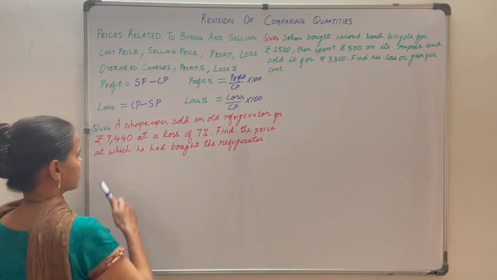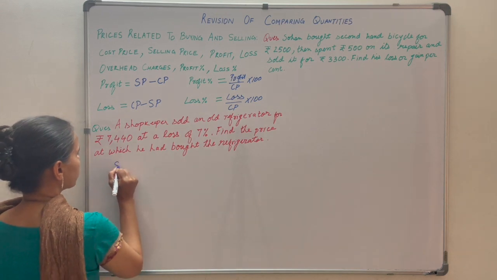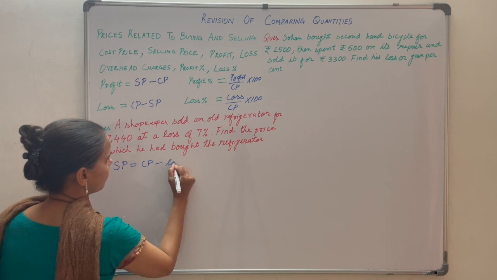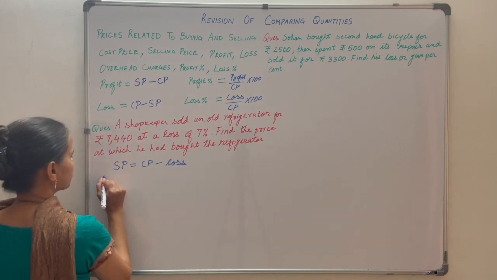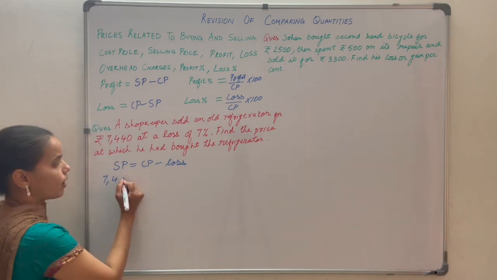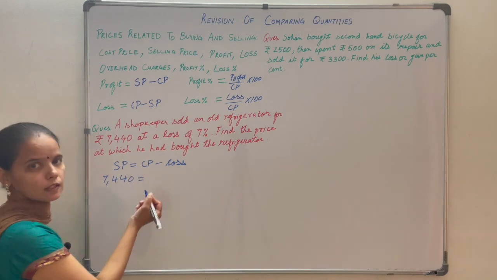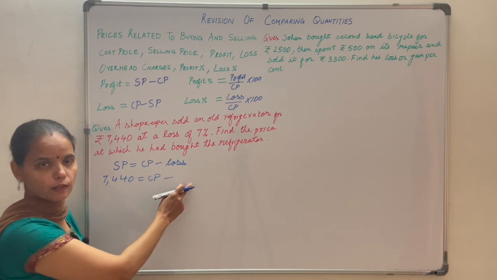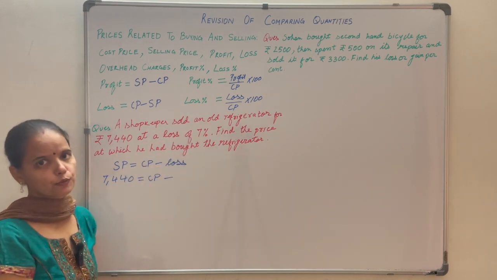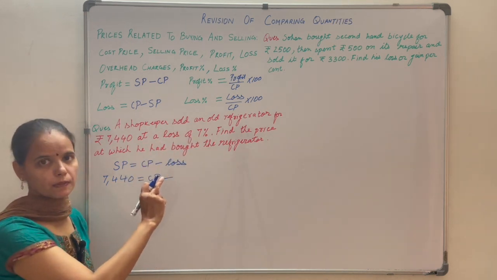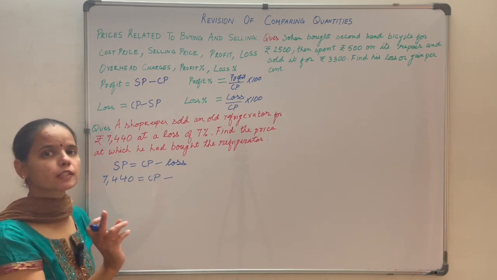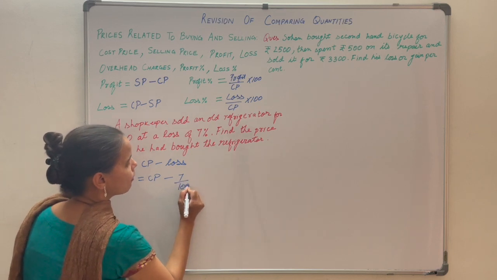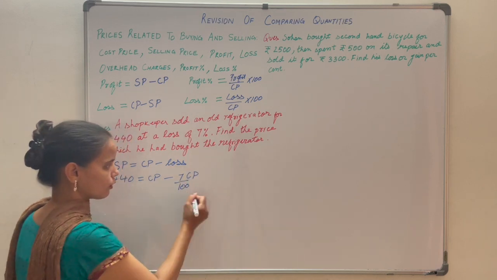I am going to rewrite this formula as selling price is equals to cost price minus loss. Selling price is given to you as 7,440. Cost price you have to find out. Loss. How are you going to find out the loss? Loss percentage is given to you. So 7% is your loss percentage. So 7% of cost price will give you the loss. So this is your loss.